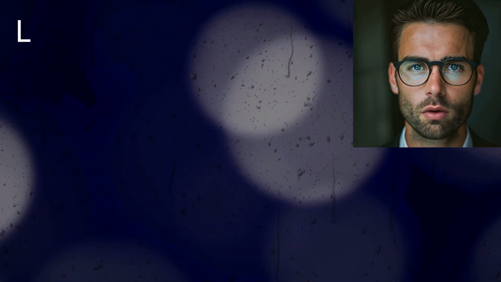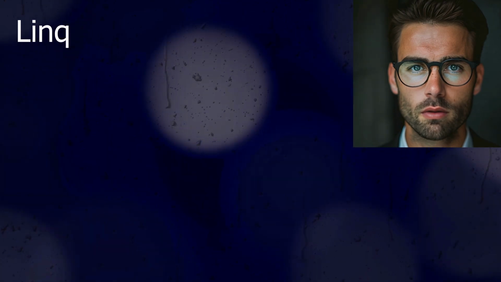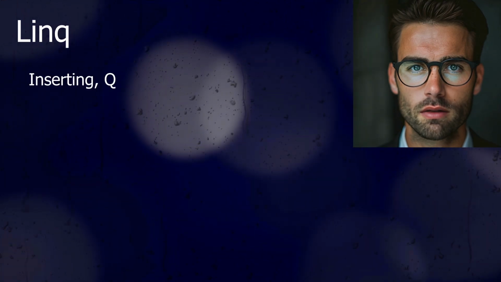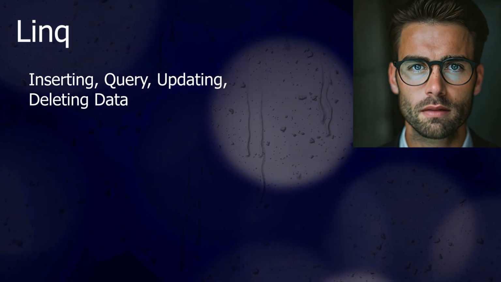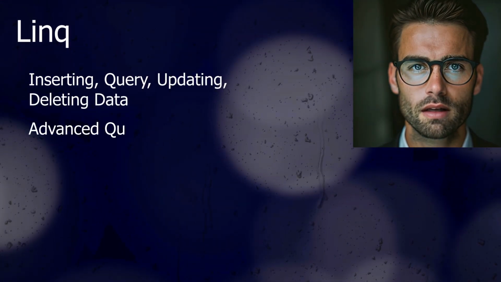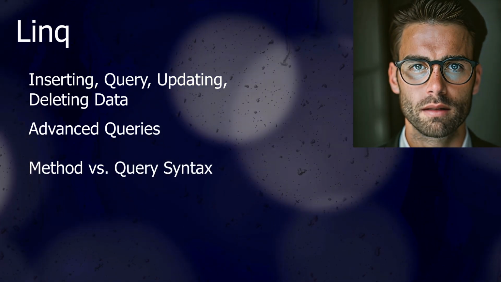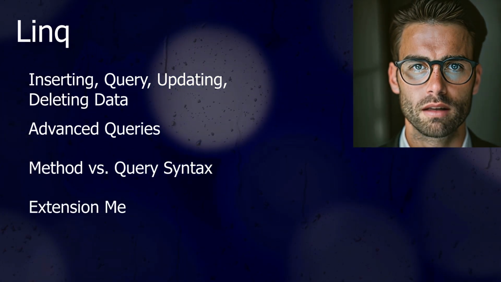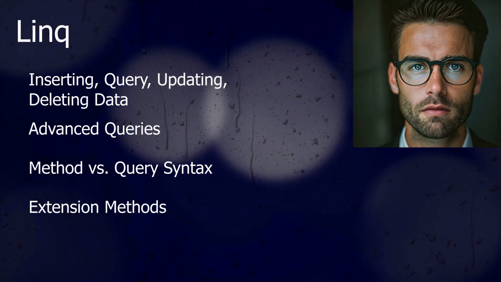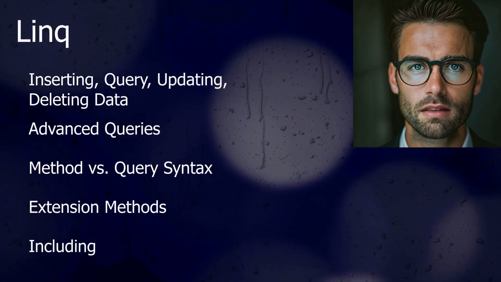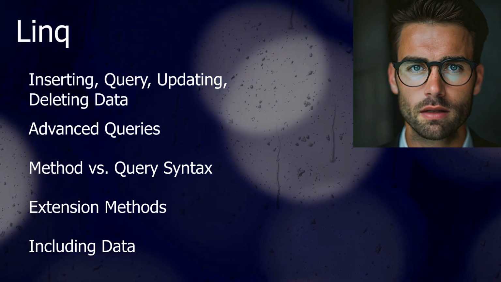Here's a quick overview of what we'll cover in this session. We'll start with a LINQ to Entities primer, looking at how to insert, query, update, and delete data using EF Core. Then we'll explore different ways to query data, comparing LINQ method syntax with query syntax. We'll dive into advanced querying techniques, including sorting data and returning anonymous objects. Finally, we'll discuss how to add complex data to the model and navigate related entities using the Include method.